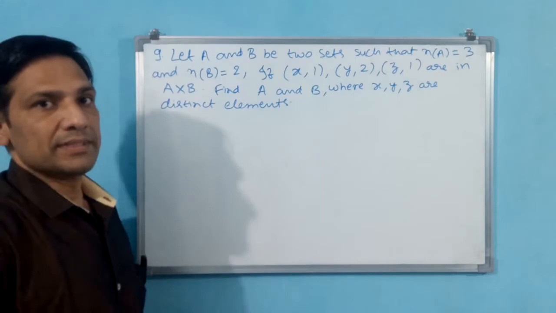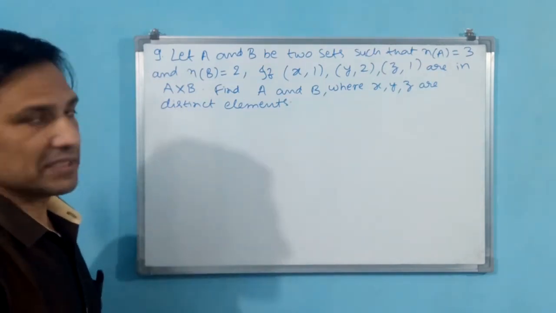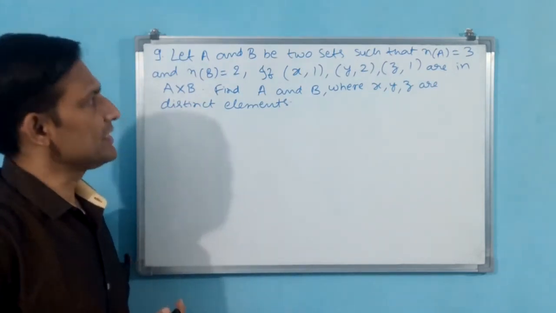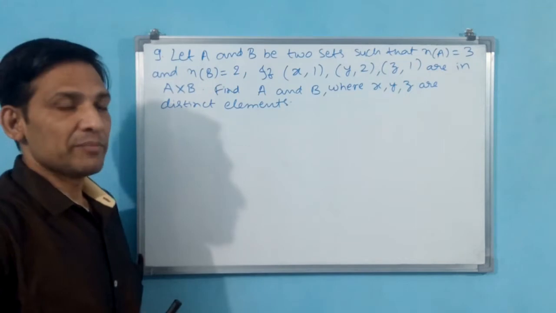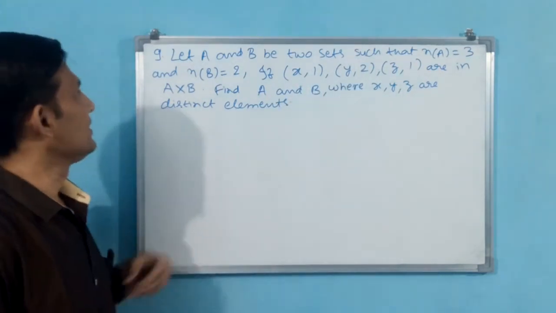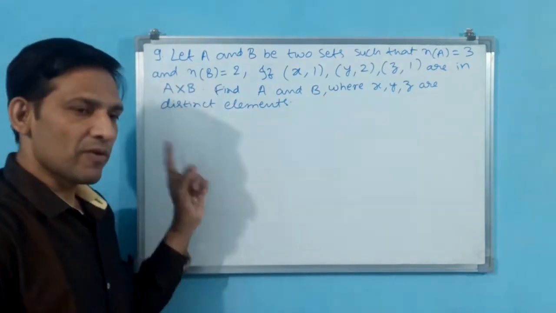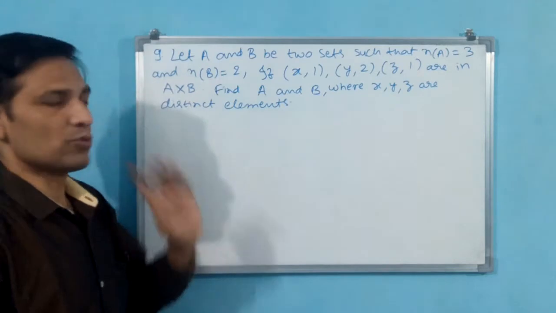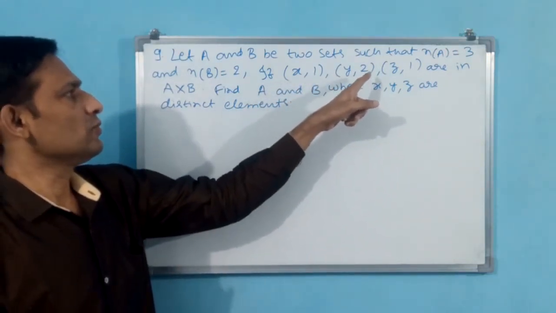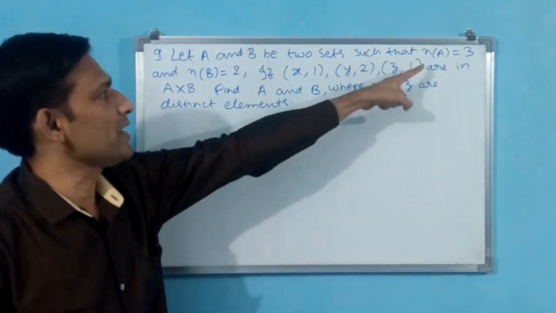Okay, see the ninth question, what he has written. Let us understand first. Let A and B be two sets such that n of A, that means the number of elements in set A, is 3, and n of B is equal to 2. That means the number of elements in set B is 2. If (x, 1), (y, 2), (z, 1) are in A cross B, that means the product if you make with A and B.